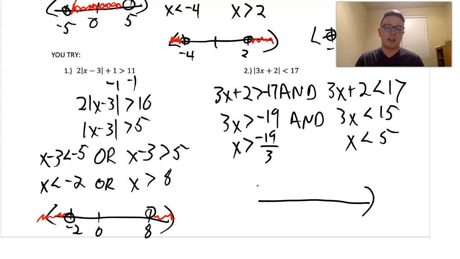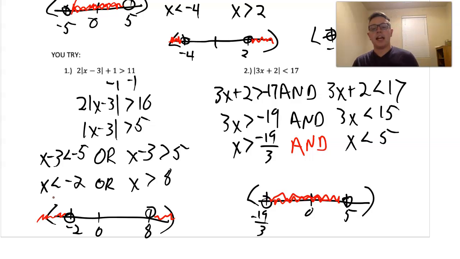When we put this on our number line, somewhere down here is negative 19 over 3. We said this is and, it's interior, right? 0 is greater than negative 19 over 3 and less than 5. So it's everything on the inside. And that's how we graph absolute value inequalities. Now that's all we have for this lesson, so go ahead and get working on that homework.